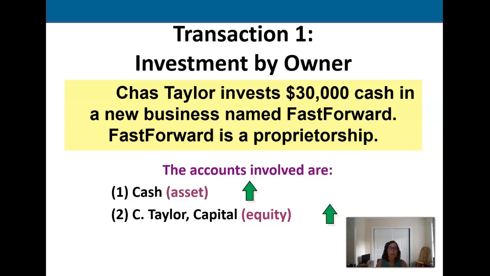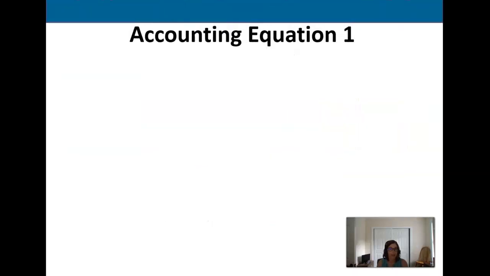Taylor Capital. Now, note these little up arrows here. And this will make a little bit more sense when we start talking about debits and credits later. But the balance in our cash account will go up as a result of the company having received this cash from Chaz. The balance in Chaz's equity account will also go up as a result of Chaz getting equity in exchange for his investment.